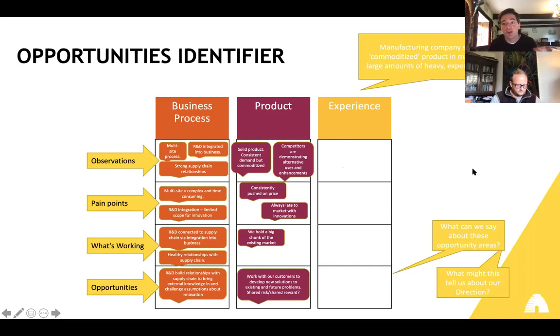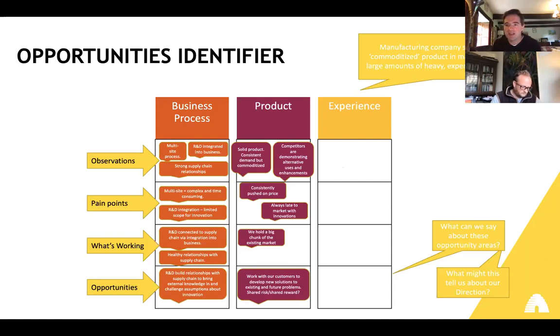Let's take a look at this. So the observations that you might make: solid product, consistent demand, but it is a commoditized product, right? So this is a manufacturing company that is making something that anyone else could make if they had the infrastructure to do it. That's what we mean by commoditized. But what we are seeing is the competitors are demonstrating alternative uses and ways of enhancing that commoditized product.